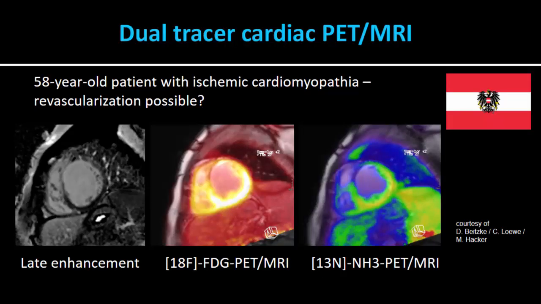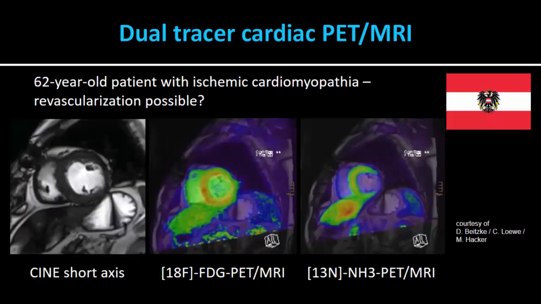And this is just an example, a patient with ischemic cardiomyopathy. The question, as always, is, should revascularization be performed in this patient, and what can we see? We have the late enhancement sequence here, which nicely shows the infarct. There is no uptake on FDG, no ammonium uptake here, so this is obviously a match between the two techniques. So this is scar tissue, this is dead myocardium, and revascularization makes no sense.